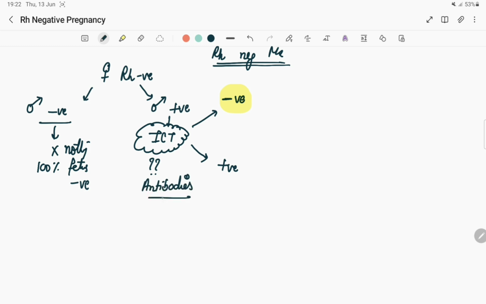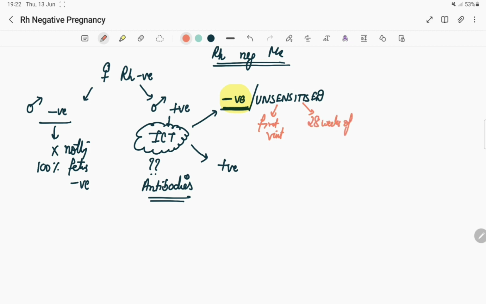So if the ICT is negative, which means that the mother does not have those antibodies, then we can say that the mother is unsensitized. She does not have those antibodies yet. So whenever you find an Rh negative mother coming to you, please do an ICT at the first visit, okay? Also do an ICT at 28 weeks of pregnancy, okay?